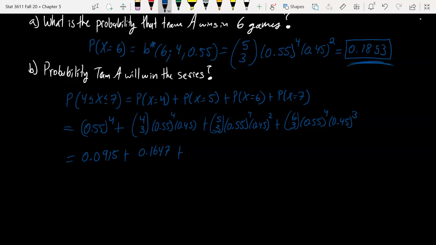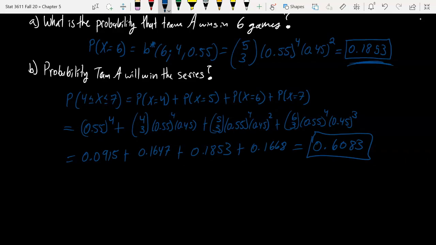What about 0.1853 for the next one? That's the answer we found in part A. And the last one, 6 choose 3, 0.55 to the 4th times 0.45 cubed, I've got 0.1668. And so we add those 4 probabilities together, and that's 0.6083. It's a little bit of effort on the computation there. A little bit tedious plugging into the calculator, but not too bad if we just grind through it, okay? Not too bad.